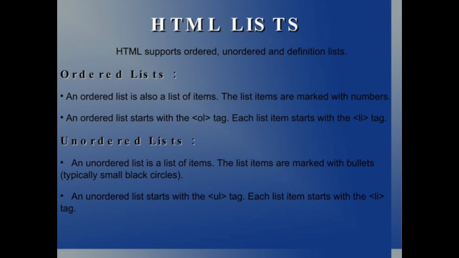An ordered list starts with the OL tag. Next, the list item starts with the LI tag. OL means ordered list, LI means list item.